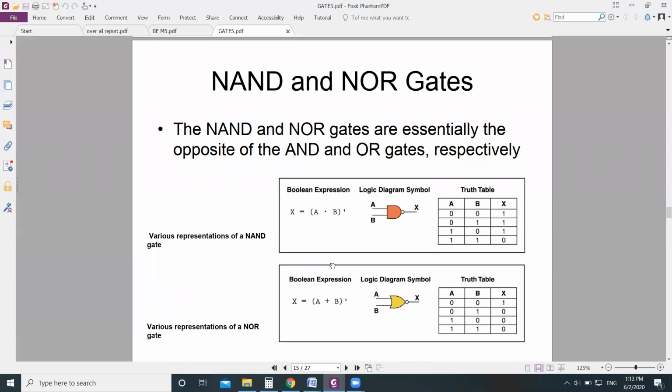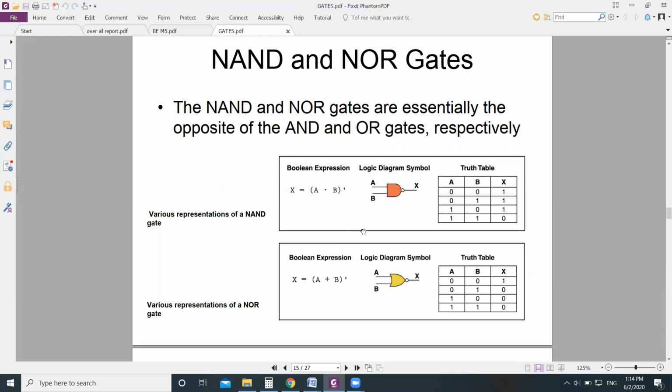Now let us go to the two special gates, the NAND gate and the NOR gate. These are called universal gates. Why are these called universal gates? By making use of these two, NAND and NOR gates, we can derive the functioning of any of the basic gates. That is why they are called universal gates. Okay, so let us go into the details of these universal gates.